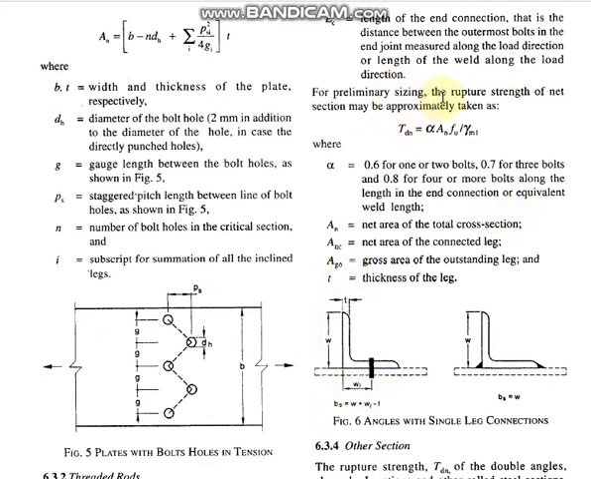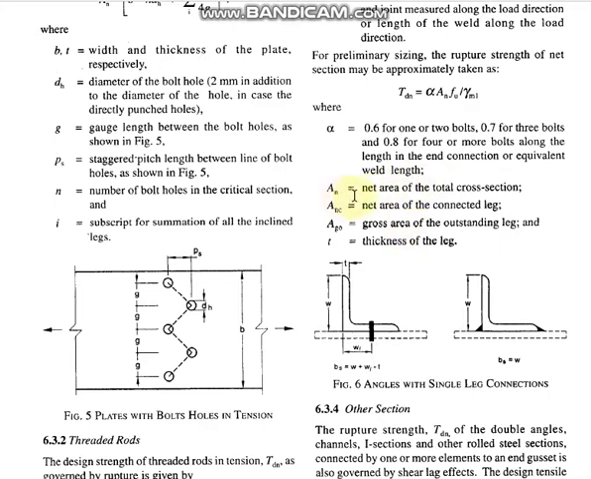For preliminary sizing, the rupture strength of net section may be approximately taken as Tdn equal to alpha An Fu by gamma m1, where alpha value will vary based on the number of bolts. Alpha value is 0.6 for 1 or 2 bolts, 0.7 for 3 bolts, and 0.8 for 4 or more bolts along the length in the end connection or equivalent weld length. An indicates net area of total cross section.